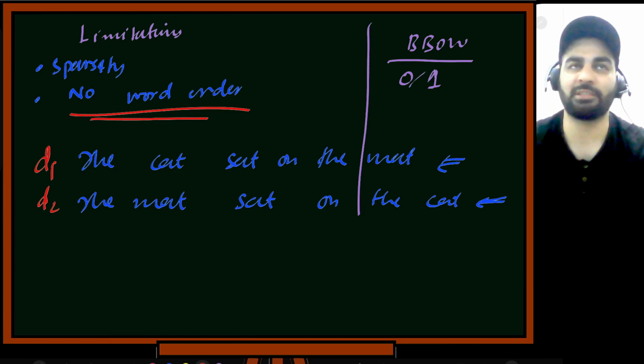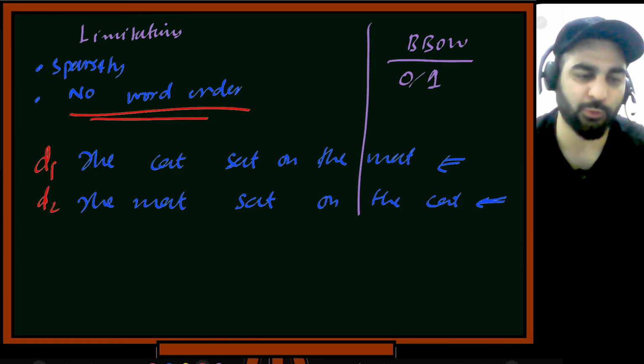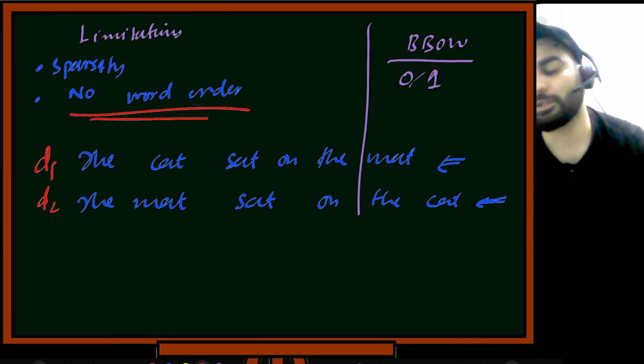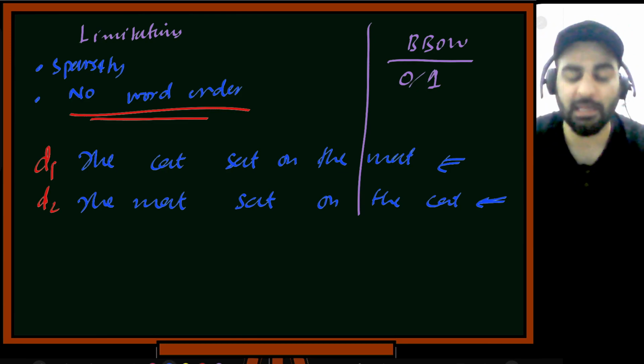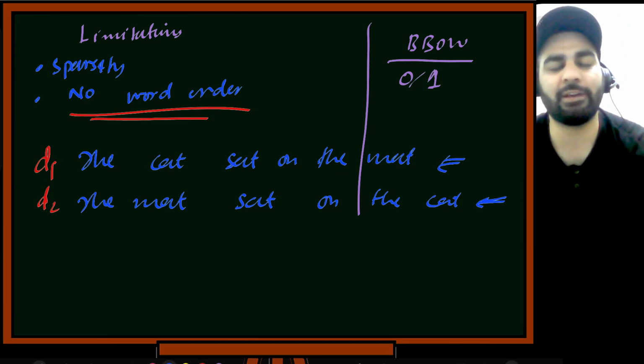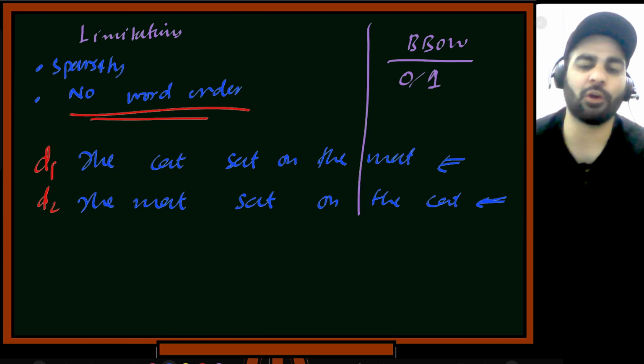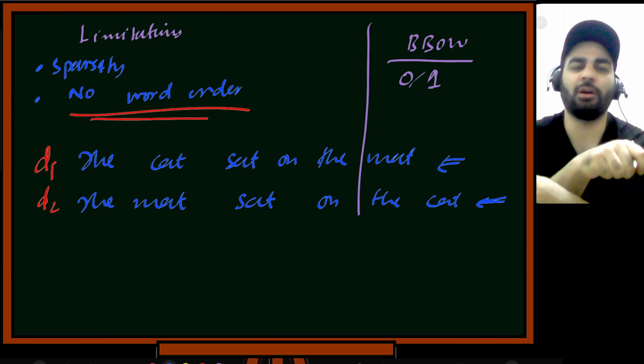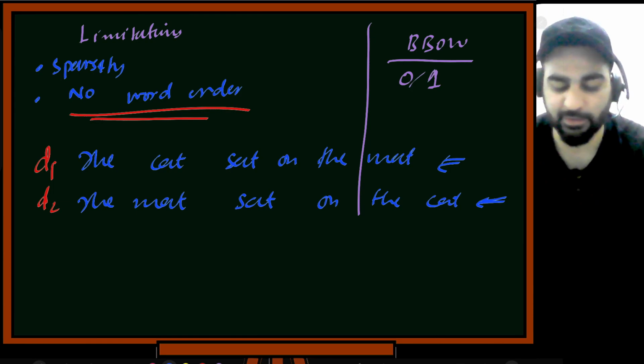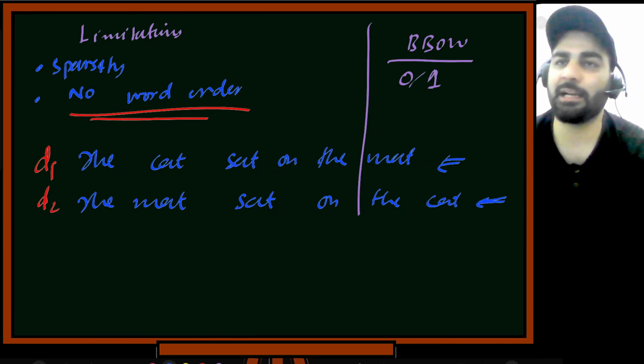Okay, and we have this high dimensional vector, but most of the entries are 0. And then the second thing is loss of word order. Word order is lost, but in our natural language, word order matters. If you just reverse the order, it means something different. Here, the cat sat on the mat. The mat sat on the cat. It has a different meaning.